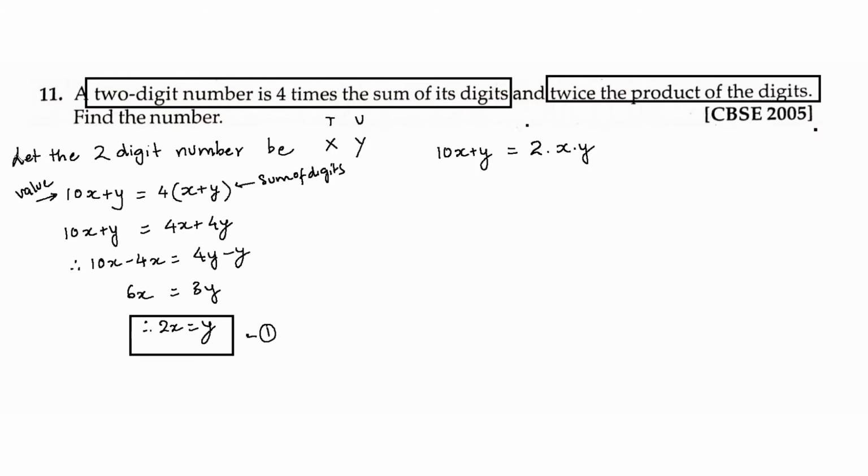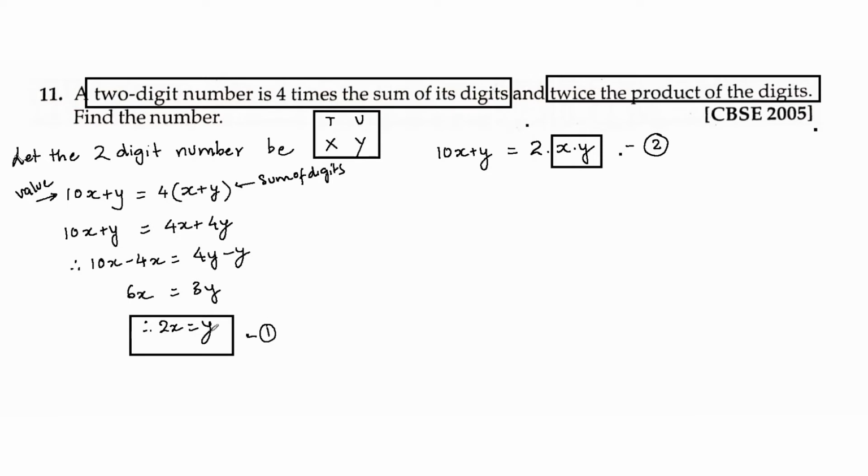Please note that when I write it as xy, this doesn't mean x multiplied by y. It is just the arrangement of those digits. But here I have written x into y because they are saying that it is twice the product of the digits. So I have to multiply these two digits. This is going to be my second equation.